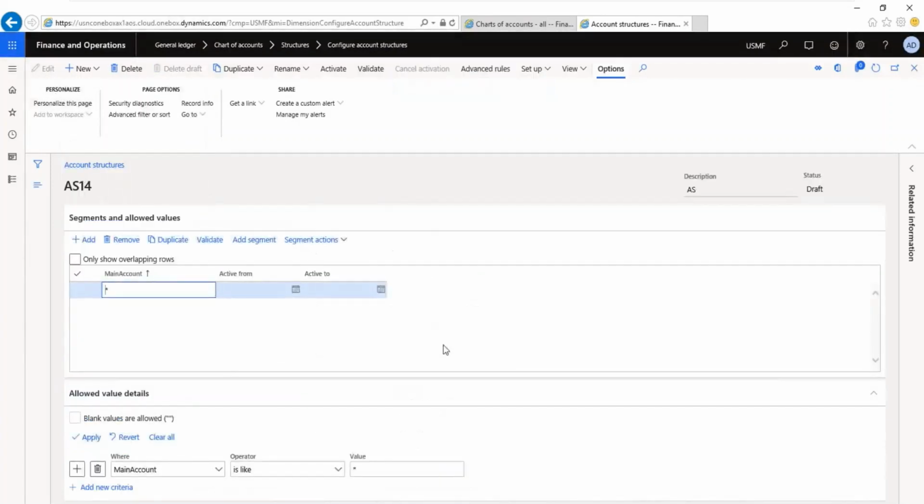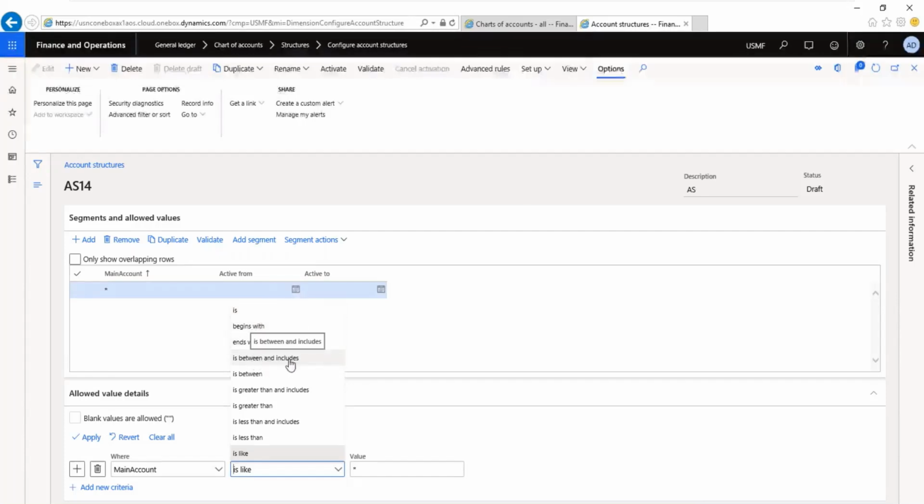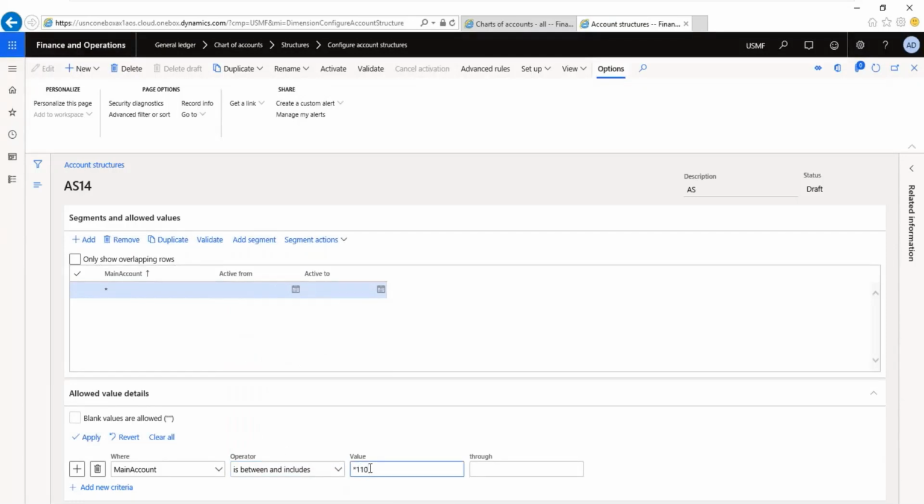So you can click on the downside. In this there are so many options: is, begins with, ends with, is between, includes, is between, is greater than or includes, greater than, is less than and includes, is less than, like. You can understand these by reading them. In general, I will map it as is between includes, with the starting point 110001, 5 digits, up to 999999, and you can click on apply.